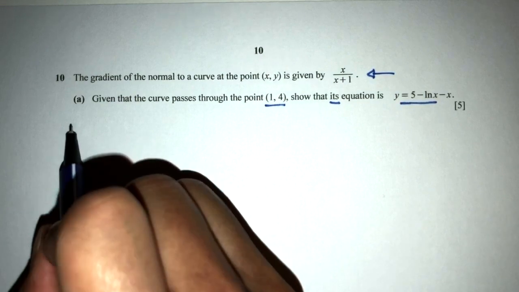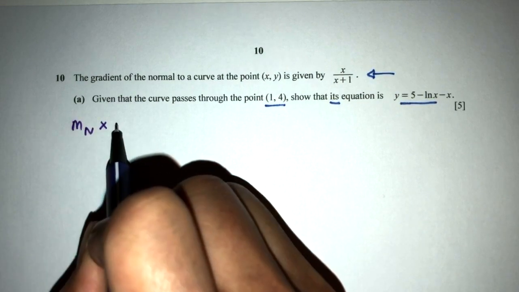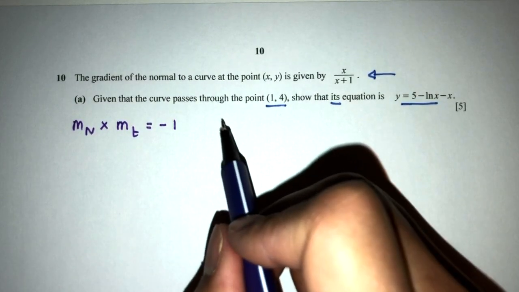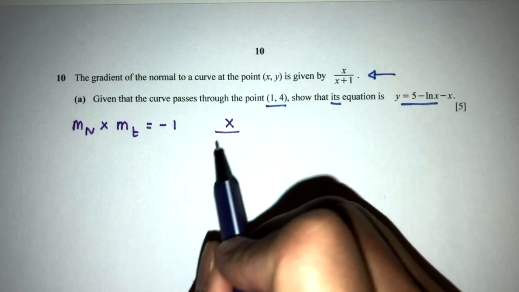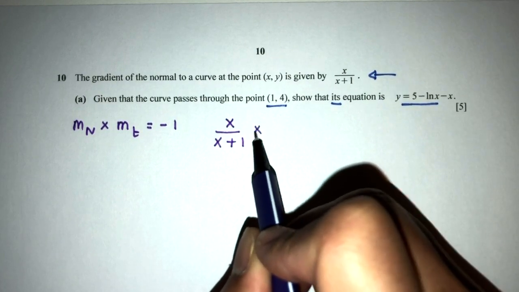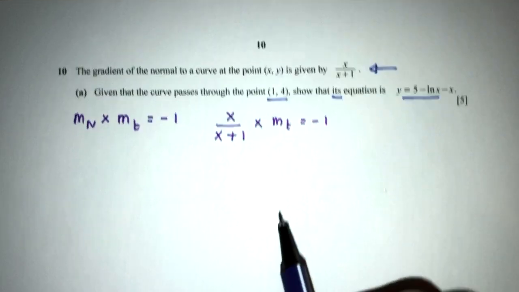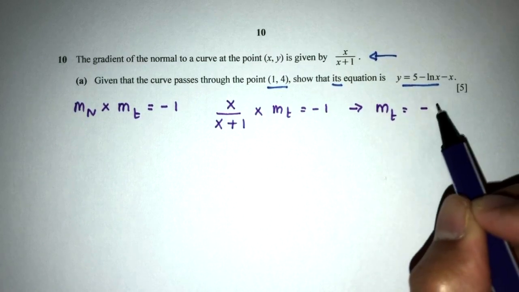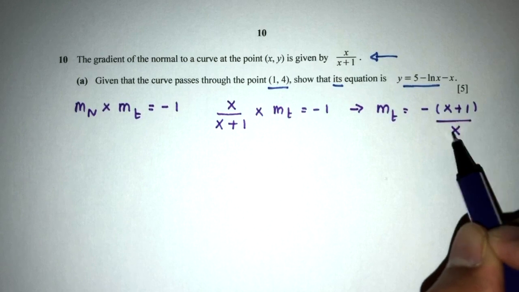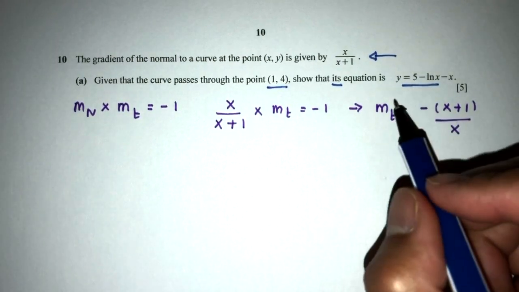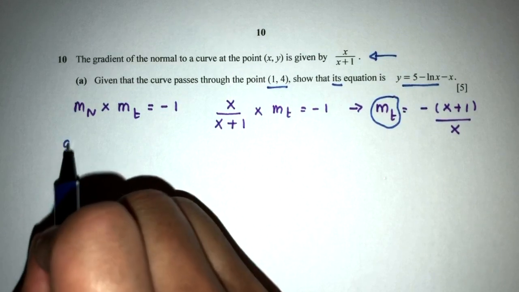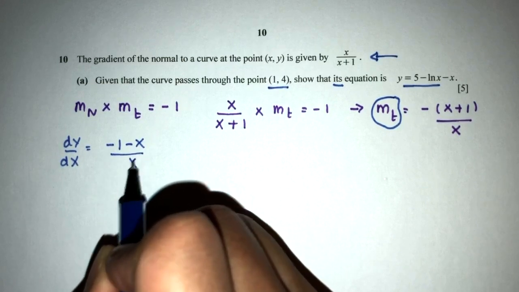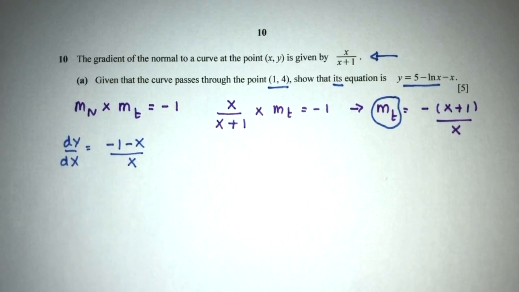Now, as we know, gradient of normal multiplied by gradient of tangent is equal to minus 1. So we have, this is normal, that'll be x over x plus 1 multiplied by this is minus 1. So finally, from this we can equate gradient of tangent has to be minus x plus 1 over x. Now what is the gradient of tangent? It is simply dy by dx. So dy by dx is equal to minus 1 minus x over x. So from that we conclude this part.